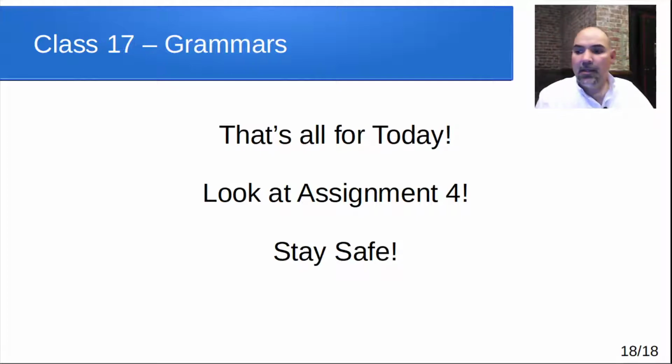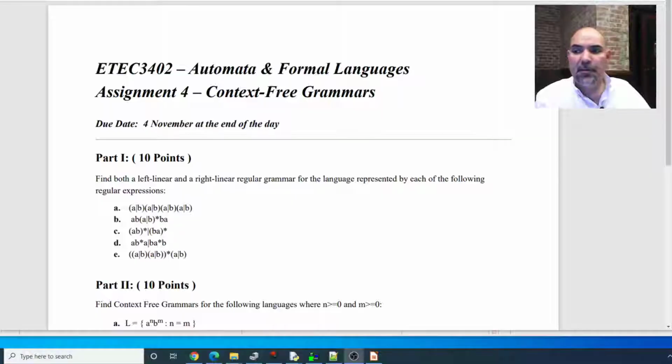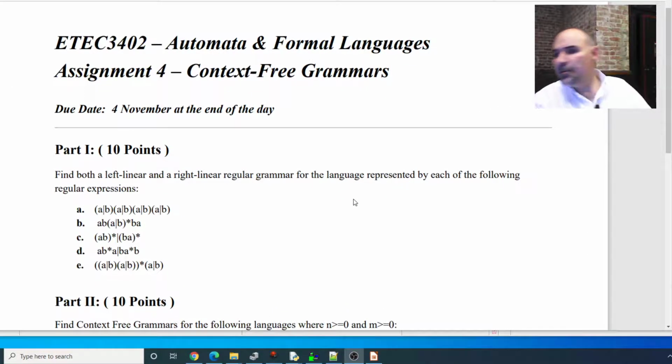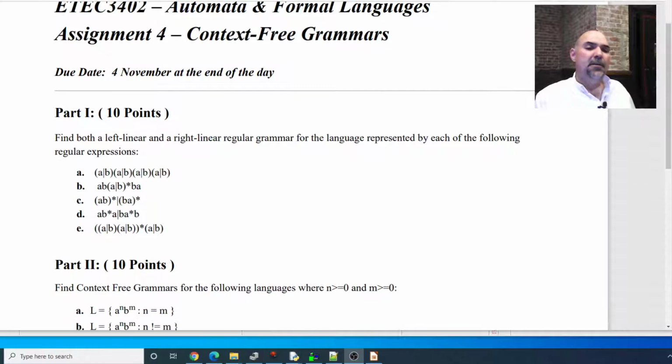Okay, we're back, and before I do anything else, I want to bring up the assignment and take a quick look at it. So here's the assignment. Let me zoom in a little more so you can see it better. For part 1, you have to find both a left linear and a right linear regular grammar for the language represented by each of these regular expressions. So I'm giving you a regular expression, and you have to find a left linear and a right linear grammar for that. So there are going to be 2 things you have to do for each of these A through E.